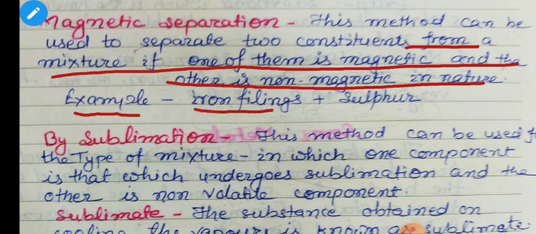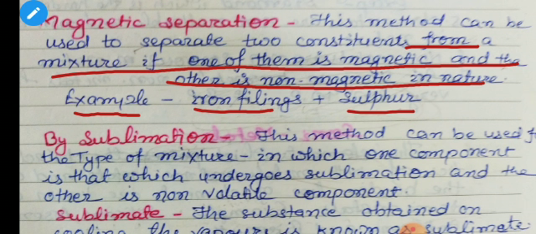filings and sulfur present in a mixture can be separated with the help of a horseshoe magnet. This mixture is placed in a dish and the magnet is repeatedly moved over the mixture. The iron filings stick to the magnet in each operation and can be removed, and after some time the entire iron filings present in the mixture will be removed, leaving behind sulfur, which is of non-magnetic nature.